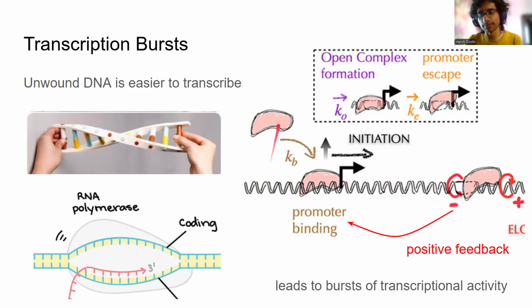When there are multiple RNA polymerases binding and transcribing the mRNA, lots of proteins can be transcribed at once because of this positive feedback loop. But when all of them stop, when all of them detach, then almost no transcription activity occurs. Thus, this sort of positive feedback loop leads to bursts in transcription activity.